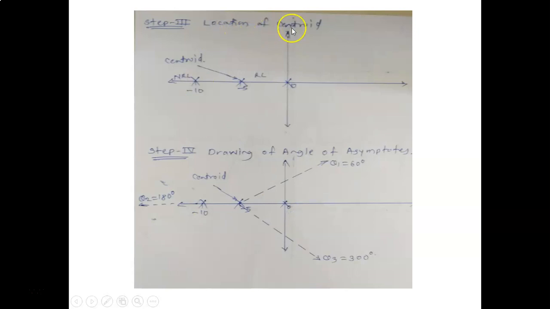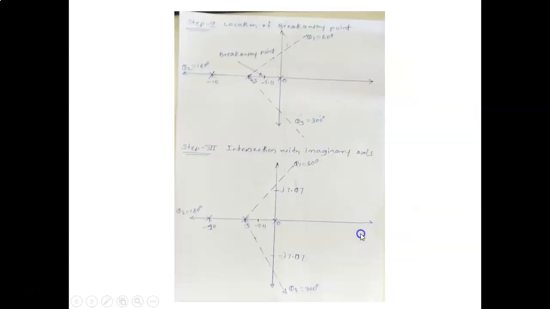Now step 3, locate the centroid. What is the value of the centroid? Minus 5. Therefore locate that point minus 5. Now step 4, draw the angles of asymptotes through the centroid. Through the point minus 5, draw the three angles. Theta 1 is equal to 60 degrees, theta 2 is equal to 180 degrees, and theta 3 is equal to 300 degrees. Therefore draw these three angles through sigma equal to minus 5.